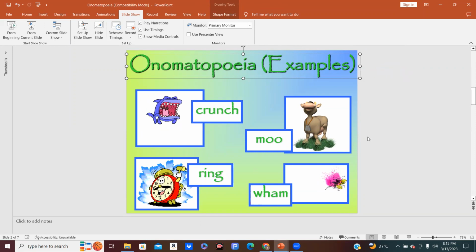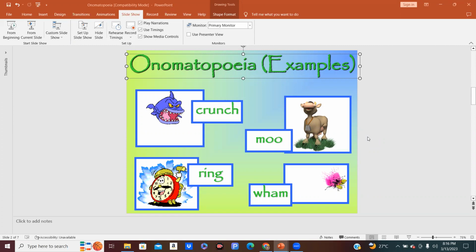Okay, Caleb, what is an onomatopoeia? A word that imitates the sound it represents. Very good. Thank you. Malaya, are you there? Yes, sir. Can you give an example of an onomatopoeia? Moo. Moo, very good. Stacy Pinder, can you give me an example of an onomatopoeia? Crunch. Yes, crunch. Very good.